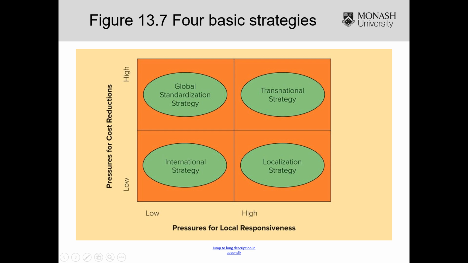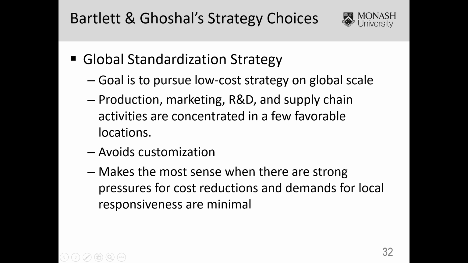Localization strategy, sometimes called multi-domestic strategy, is when you have to adapt your product to different needs in different markets. So high need to respond to differences in the market. And finally, a transnational strategy aims to gain the benefits of globalization and the benefits of localization, doing them both at once. Risk is you're stuck in the middle, but there are firms that achieve both of these. Coca-Cola arguably is a firm that does that.